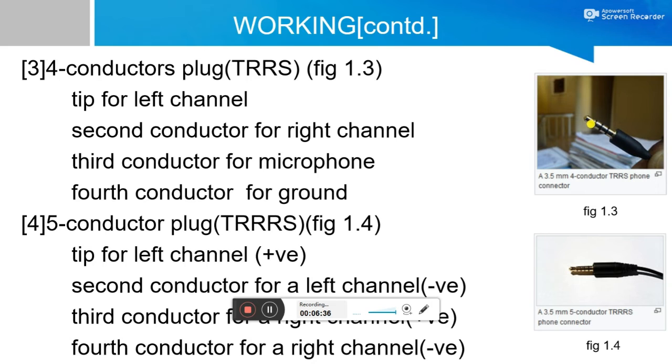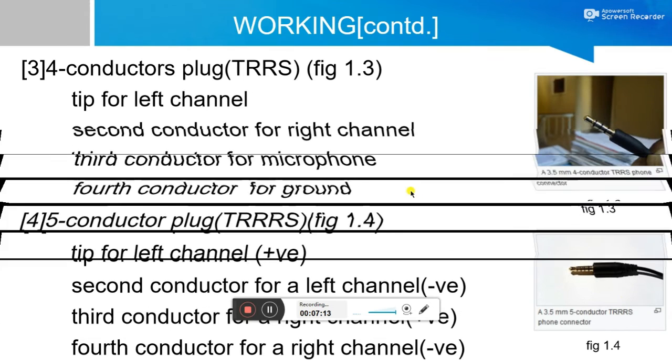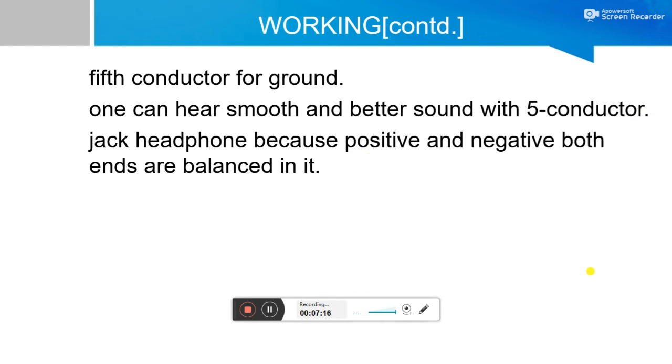Look at that, figure 1.3, a four conductor plug, 1, 2, 3 and 4. There is a tip for the left channel, the second conductor is for the right channel, the third conductor is for the microphone, and the fourth conductor is for ground. Okay, the five conductor plug is a type you can see rarely, and it is also a very costly accessory. There is a tip for the left channel, positive sound, the second conductor for the left channel, negative side, the third conductor for the right channel positive, and the fourth conductor for the right channel negative. And the fifth conductor is usually for ground.